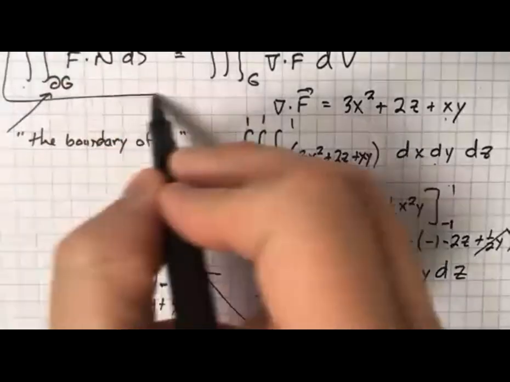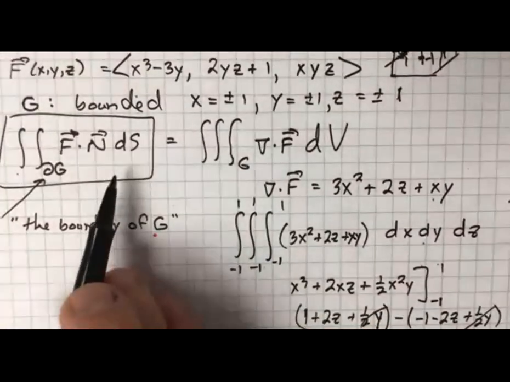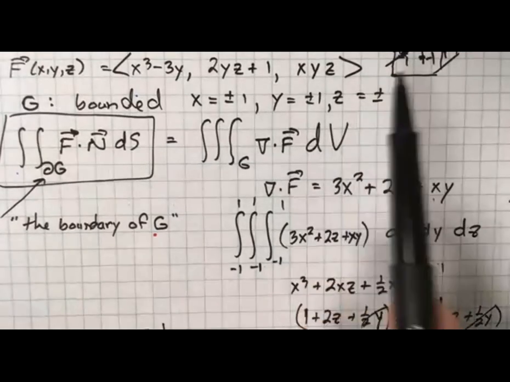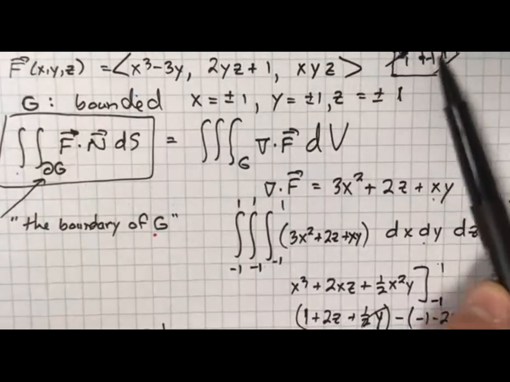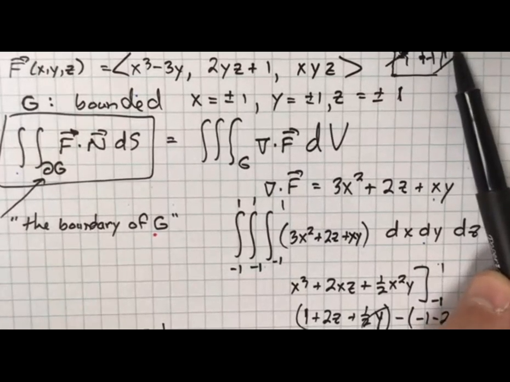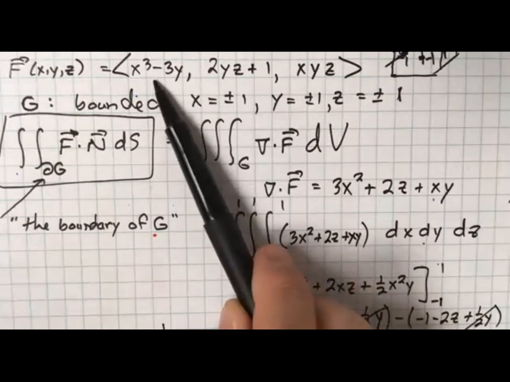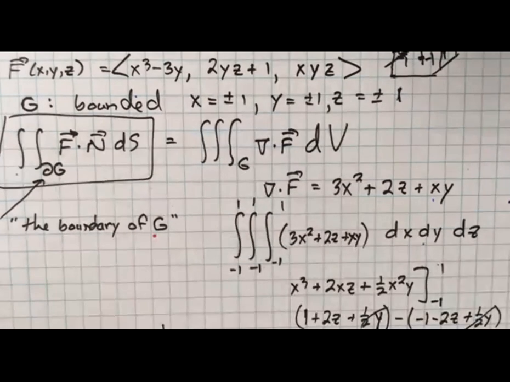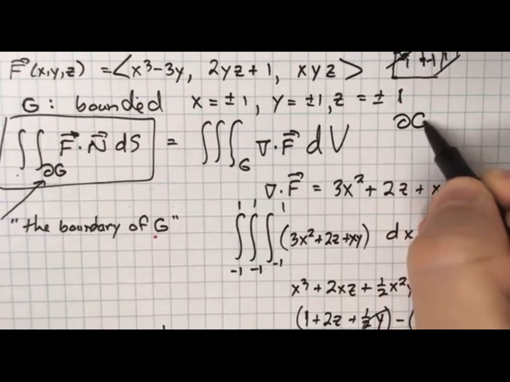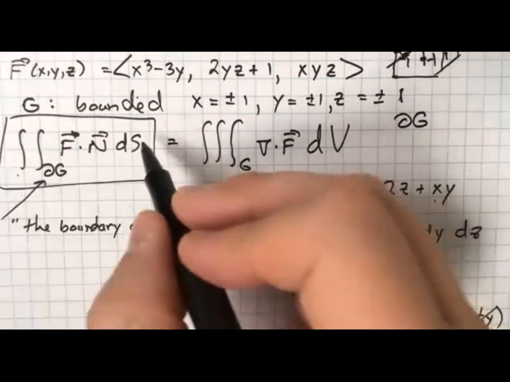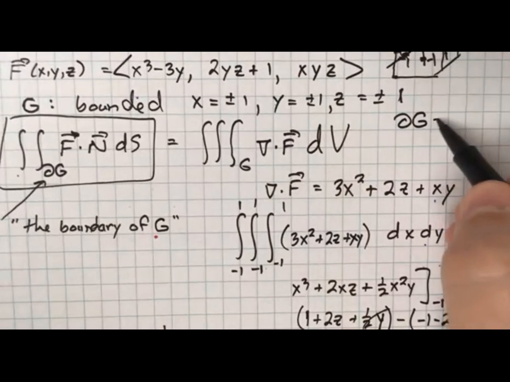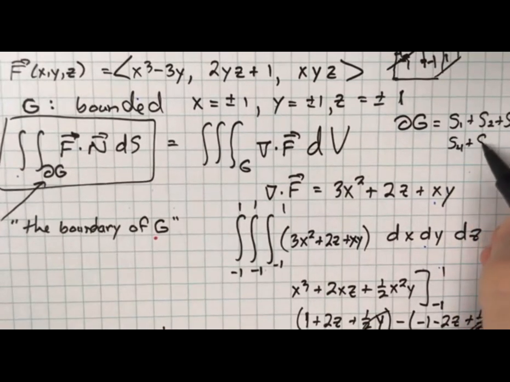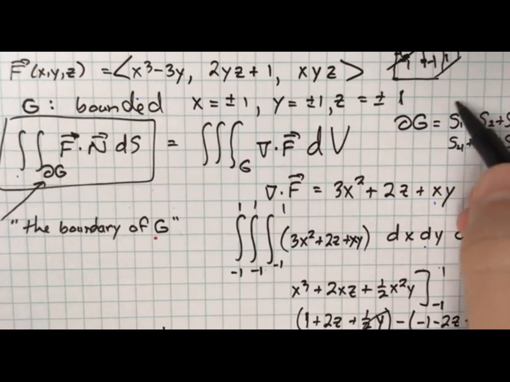I wonder how bad it would be to calculate the flux through those 6 boundaries. I'm not attracted to that because even though the parameterizations would be simple and the unit normals would be simple, the field does not have a lot of symmetry in it. Let's say that the boundary of G is the 6 faces of this cube: S1, S2, S3, S4, S5, S6. And let's at least calculate one of them.